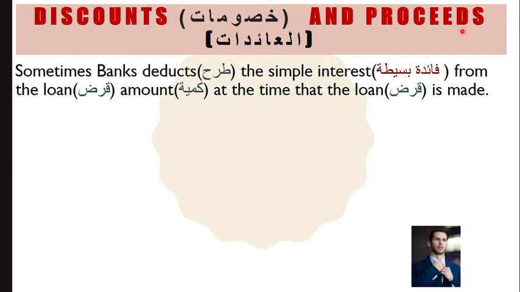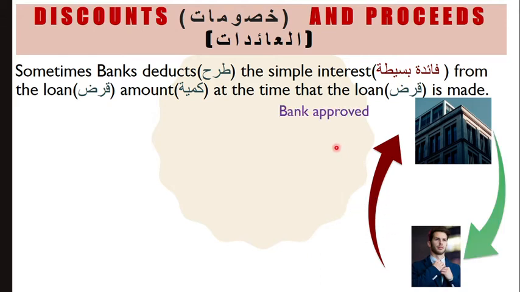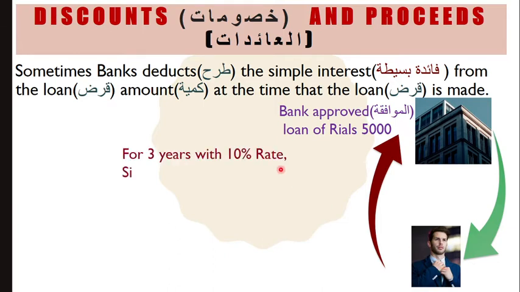Let me try to understand with an example. For example, this person needs money. He went to the bank to borrow money, and the bank approved a loan of 5,000 riyals to this person for 3 years with a 10% interest rate on 5,000 riyals. The simple interest is 1,500 riyals.